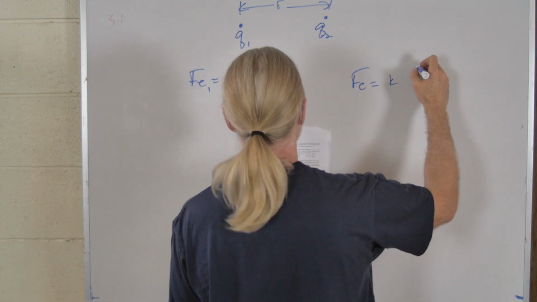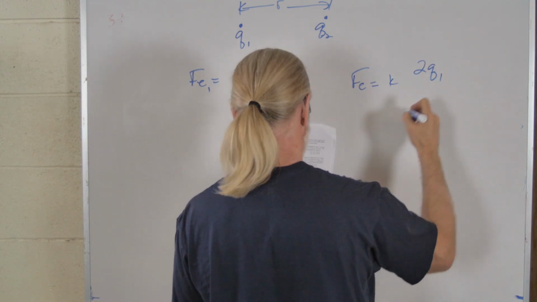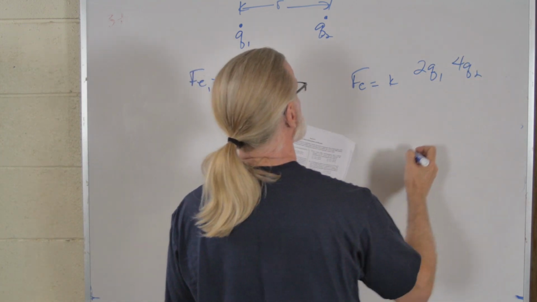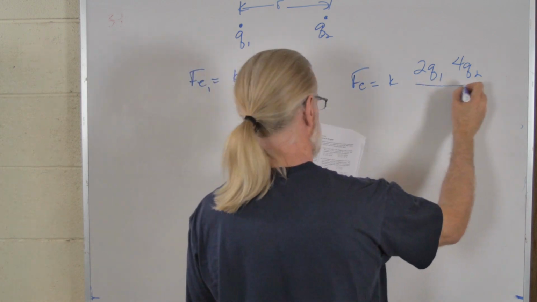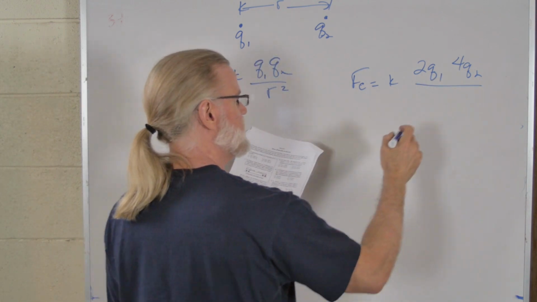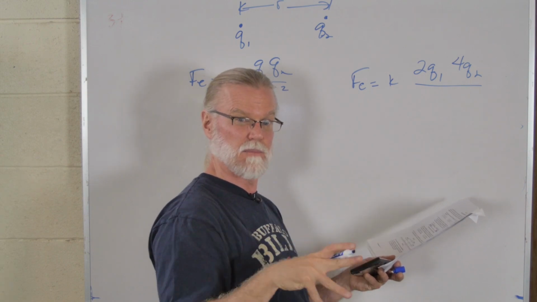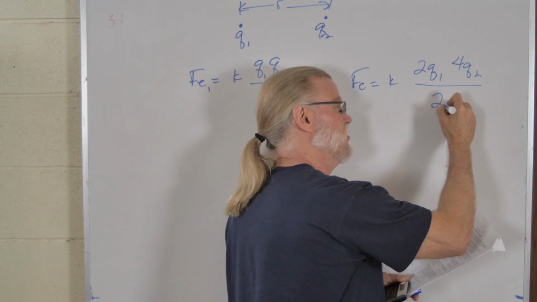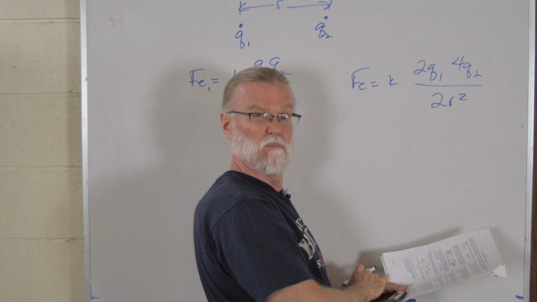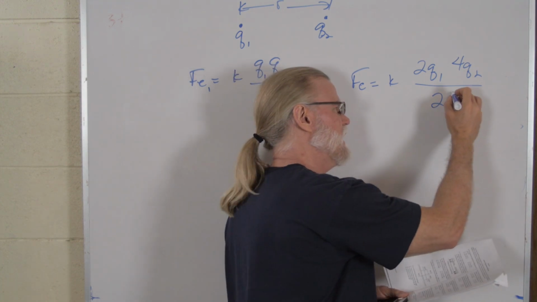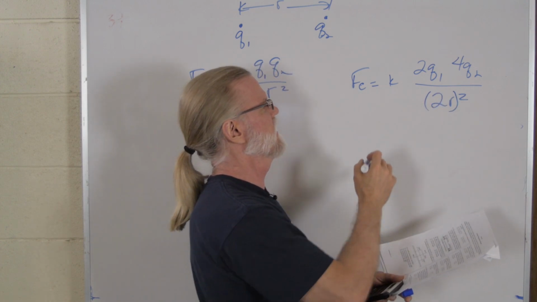We have 2 times Q1, 2Q1, and we have 4Q2, so it's bigger charges, and how much are they separated by? 2R. Now this is where you have to be careful. This is where you could really mess things up a little bit. If you just say 2R squared, and then I would go, no. You need to square the whole denominator.